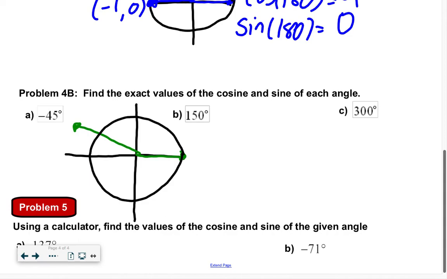I'm looking for this point right here, where it intersects my unit circle. That's the point I'm looking for. When we made triangles before, always connect with your x-axis. This is a right angle. What is this angle right here? 30. Good. So this is 30 degrees.